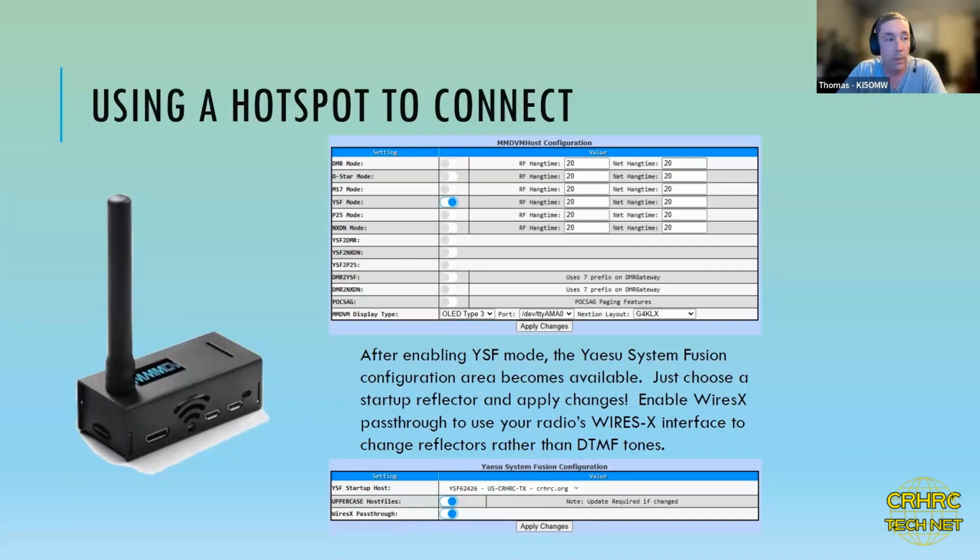And that's the part at the bottom of the screen there. There you can choose the startup host, which is just the default reflector you want to connect to at boot up. And I recommend you also enable WiresX pass-through. This allows you to instruct the hotspot to display a list of reflectors on the radio screen and then change reflectors. This process is started by pressing the WiresX button on the radio, without the need to use DTMF commands.